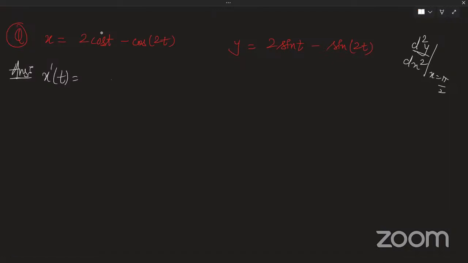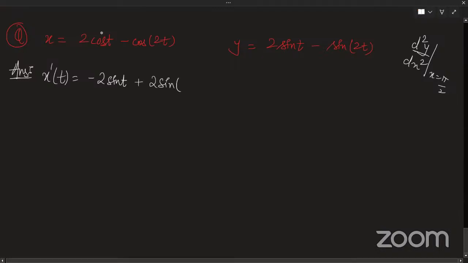The value of x dash t, the derivative of x with respect to t, is minus 2 sine t plus 2 sine of 2t. Yes, sine of 2t into 2. Great. What about y dash t?